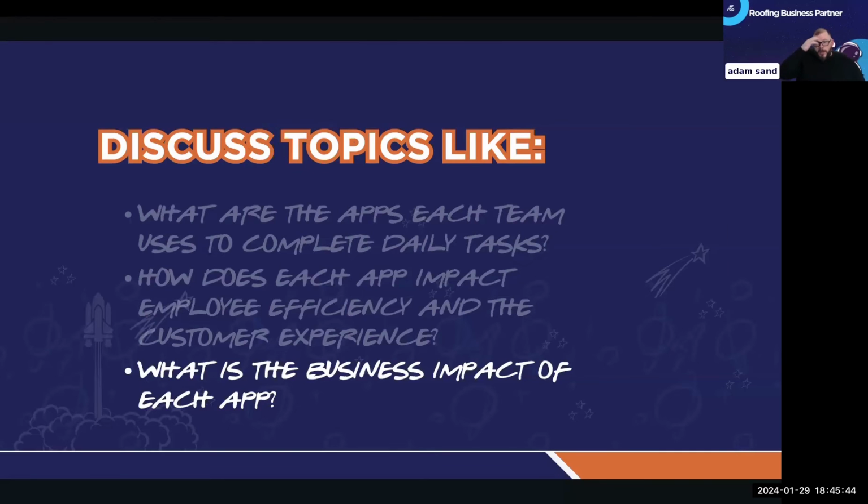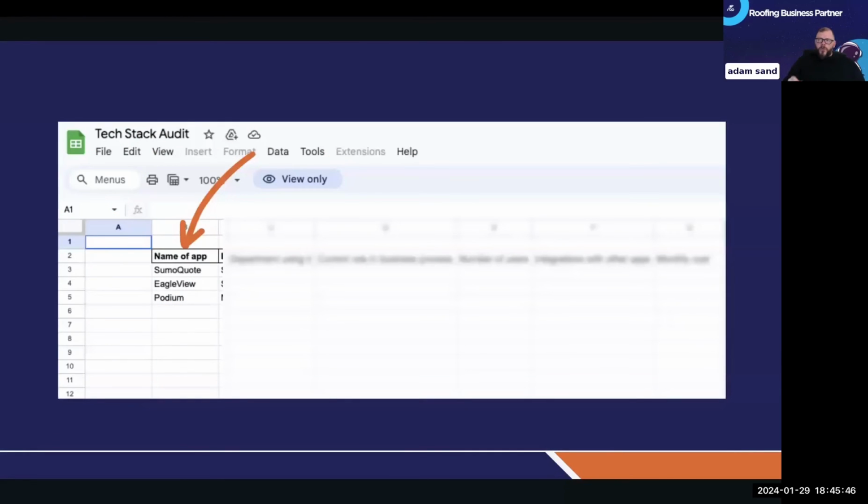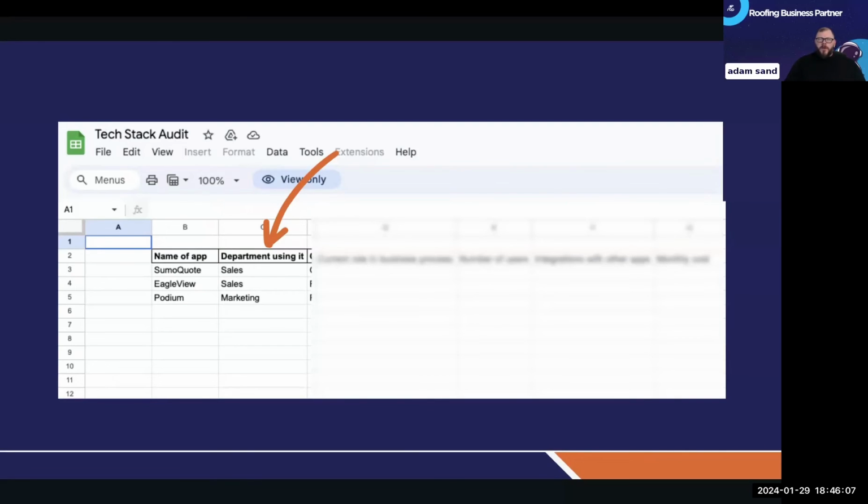And so what we've done is we've created a spreadsheet that you can use to go through this process with your team. It's called Tech Stack Audit. First, you're going to name all your apps out. You're just going to list out all the apps that are running through on your credit card, right? Anything that you've got going monthly, annually, quarterly. Then you're going to say, okay, which department or departments is using this app? Because you want to hopefully have things that touch multiple departments, because what happens is you actually get to connect them, and then you'll have that seamless process, right?